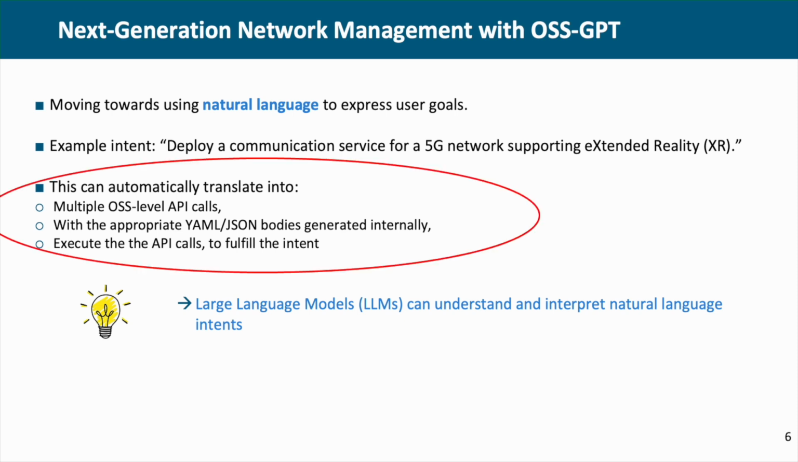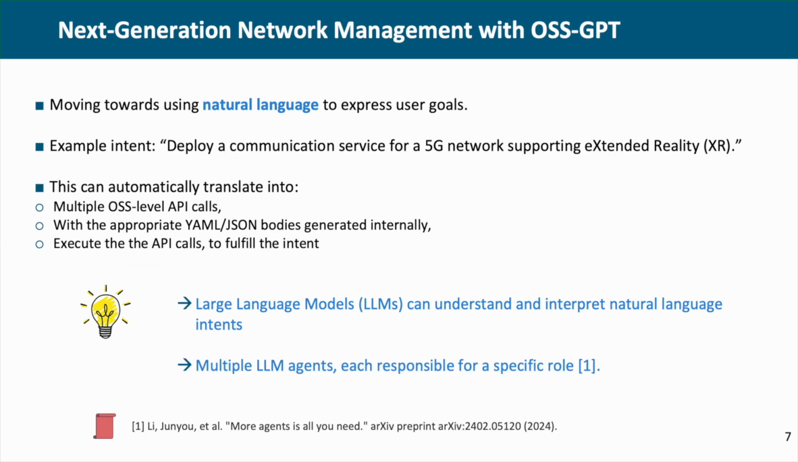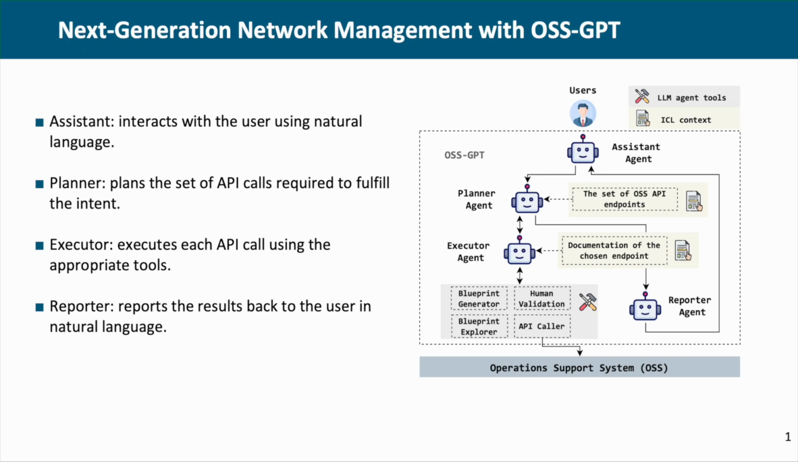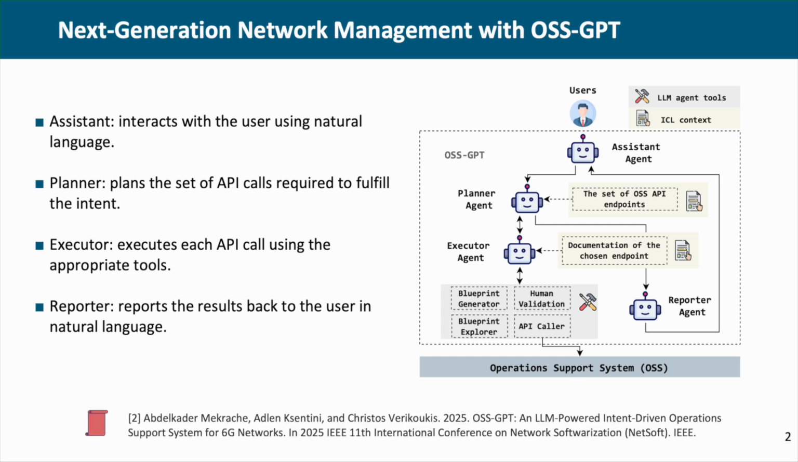However, this task is a very complex one that one LLM agent cannot handle. Therefore, in OSS-GPT, we are using multiple LLM agents, each responsible for a specific role. OSS-GPT is composed of 4 main agents: the assistant that will interact with the users using natural language, the planner that will plan the set of API calls to fulfill the intent, the executor that will execute each API call based on some tools, and the reporter that will report back the results to the users using natural language.